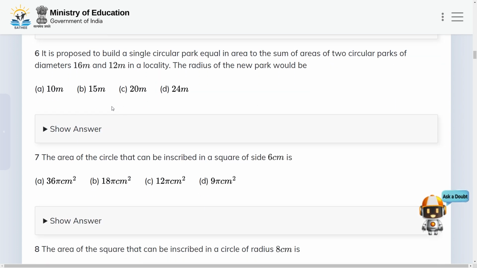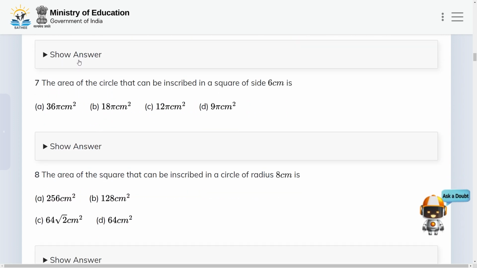In the next question, it is proposed to build a single circular park equal in area to the sum of the areas of two circular parks of diameters 16 meters and 12 meters in a locality. Then the radius of the new park would be what? So in this question we have this situation, and we need to find the radius of the new park. Let us see how to find it.